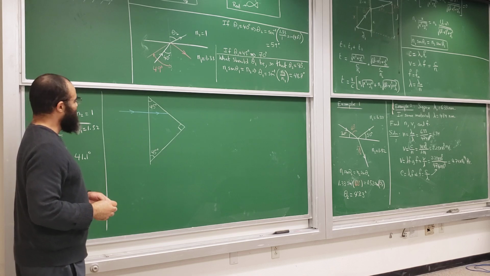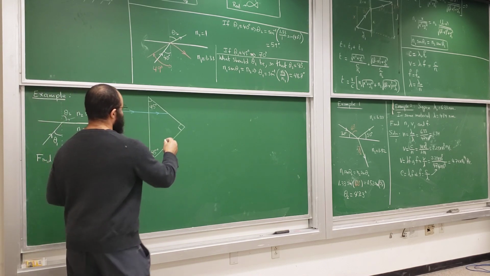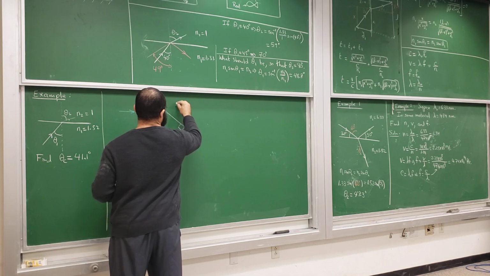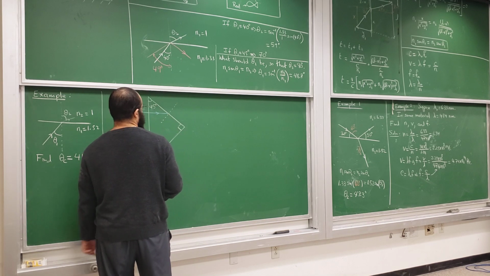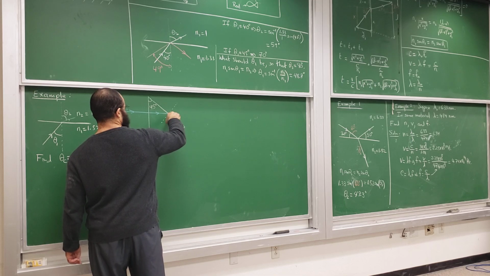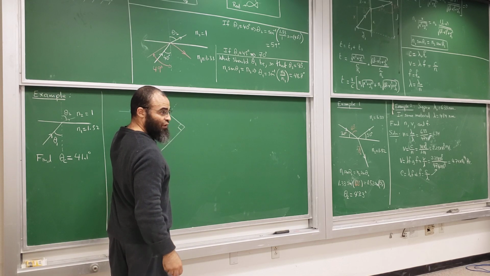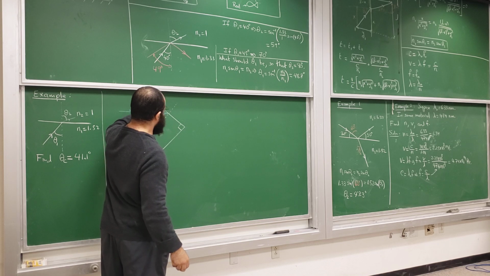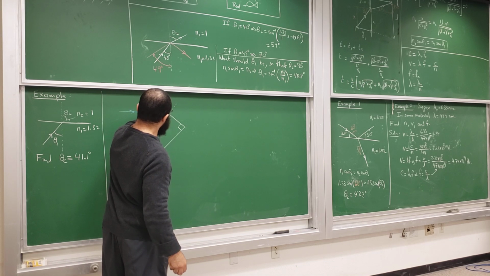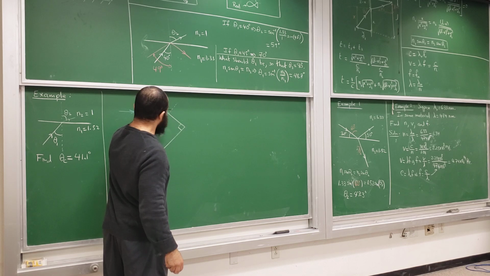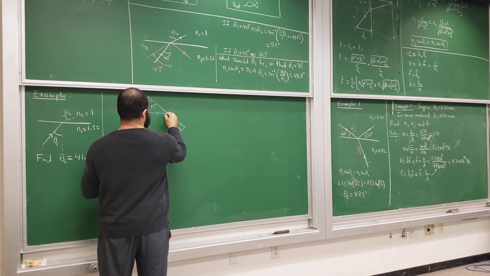Next. Now, I'm going to draw a perpendicular so we're clear. Here is a perpendicular to this surface. What angle does this incident ray make with this perpendicular? That's 45, right? Because if this is 90, this is 45 and 45. So this has to be 45.